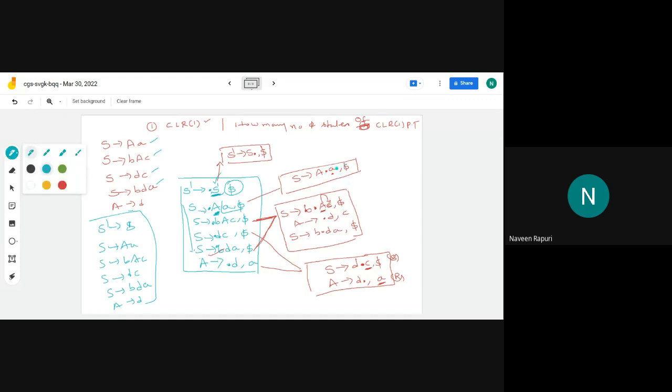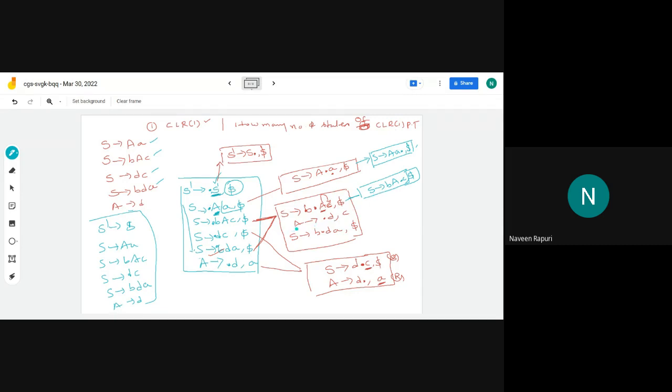Next, by expanding this one, we can write it as S dash derives AA dot dollar. This is completed. And by expanding this one, S derives BA dot small c, comma dollar dollar. Here, after the dot there is a small c. That's why there is no need to expand other productions.